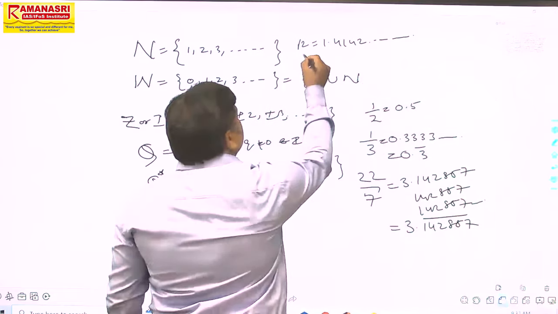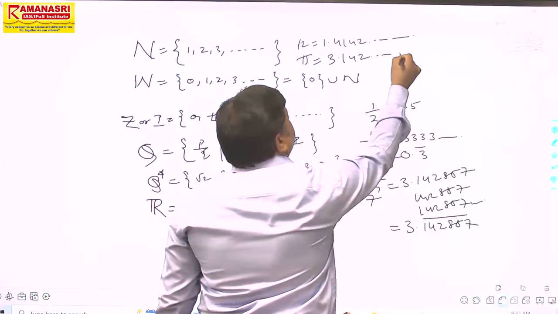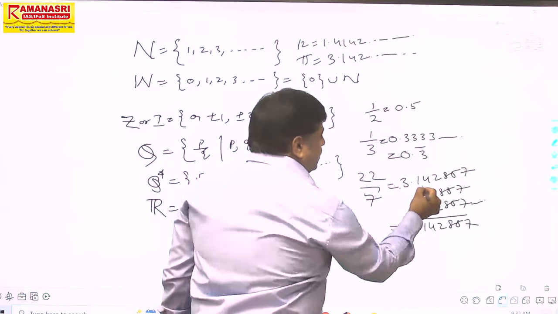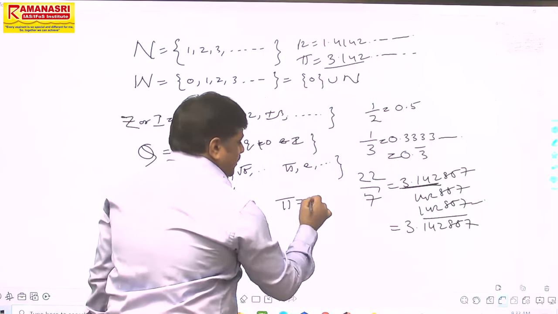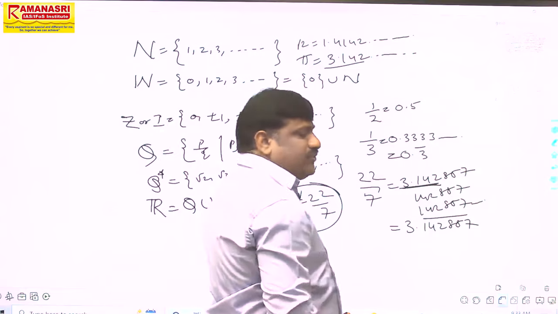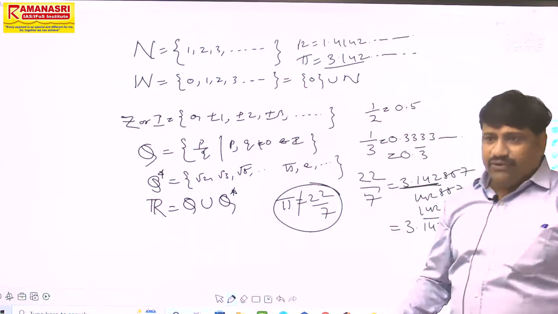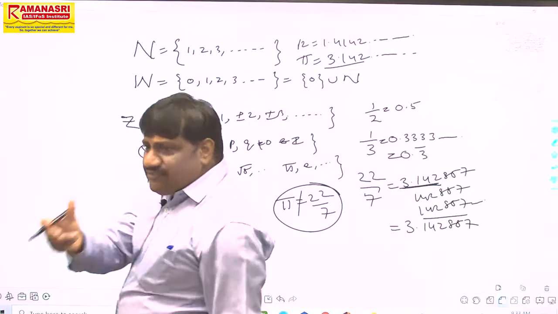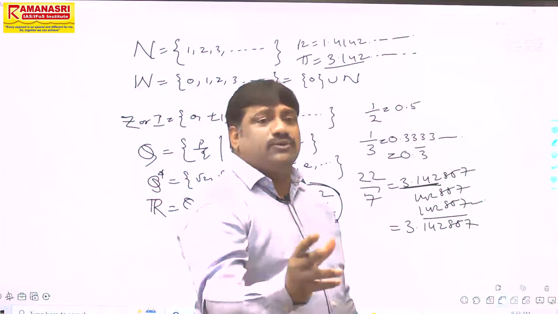Even pi is also what? Pi is equal to 3.142 and so on, something will keep coming. But for approximation purposes only, we have taken pi equal to 22/7. That is actually pi not equal to 22/7, it is an approximation. If you are not setting the smallest fraction for pi, there are very good fractions, rational numbers which are closer to pi.